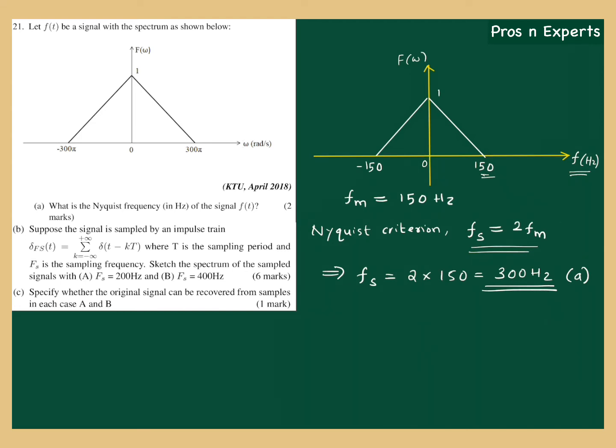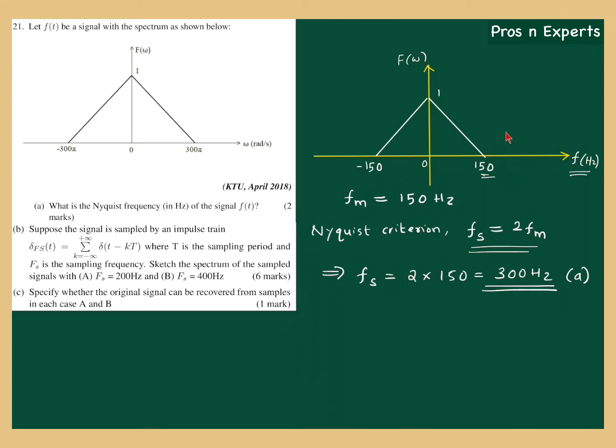Now what does sub question B say? It says suppose the signal is sampled by an impulse train. You're given an impulse train; don't get worried on seeing this. This is just an impulse train equation that is used to sample a signal. It's ideal sampling, where T is the sampling period and fs is the sampling frequency. Then the question is to sketch the spectrum of the sampled signal, first with fs equal to 200 hertz, and again with fs changed to 400 hertz. So in these two conditions, you have to sketch the sampled signal's spectrum.